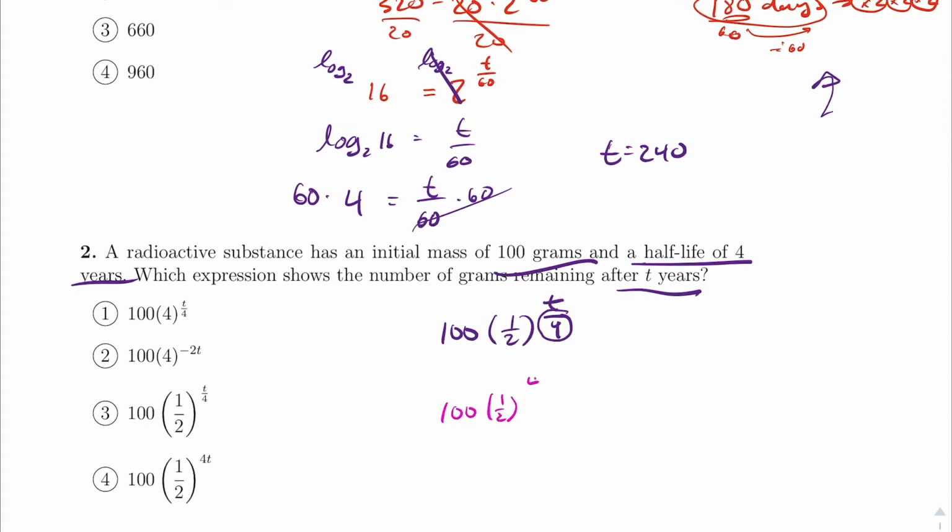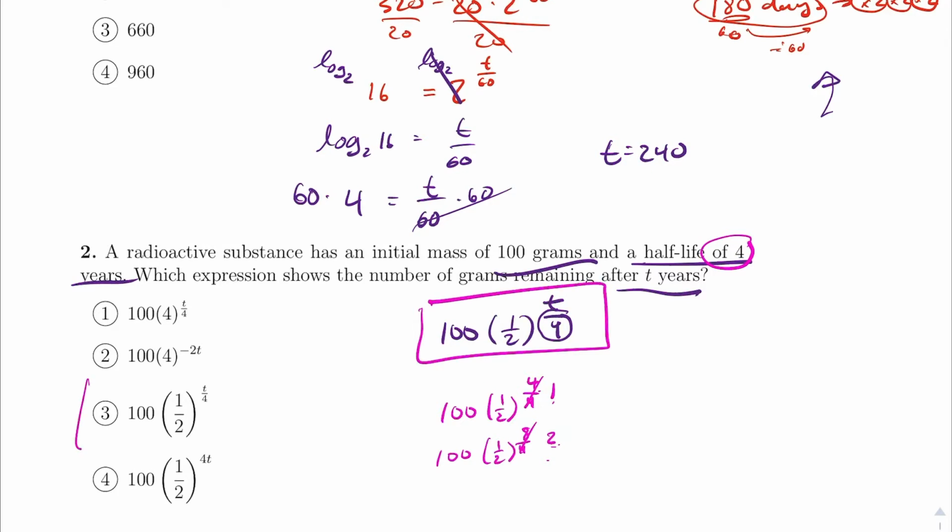if we wait 4 years, 4 over 4 would mean it halves once. If we plug in 8 years, 8 over 4 is 2, so it'd be twice. And that makes sense because the half-life is 4 years. If we wait 8 years, it will halve and then halve again. So this definitely is our formula, and that looks like this one right here.